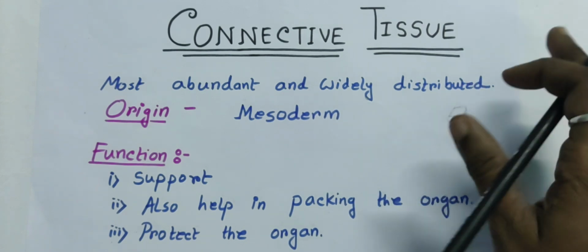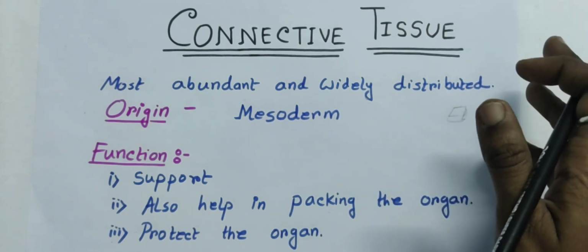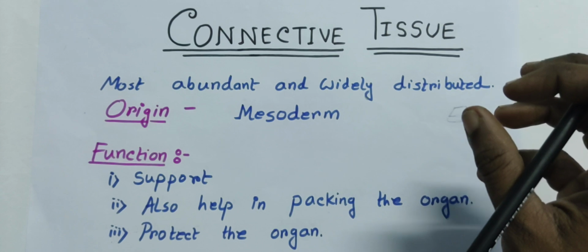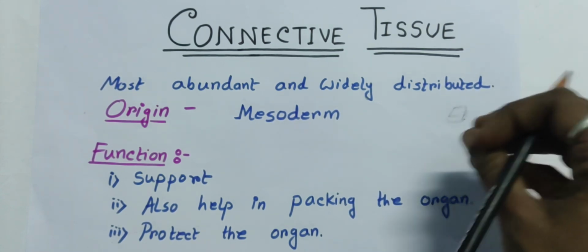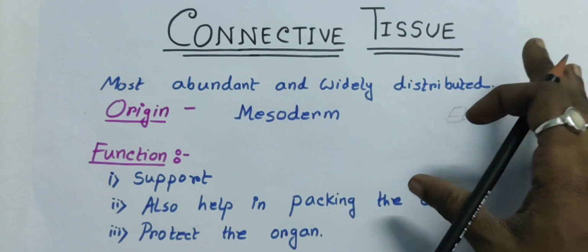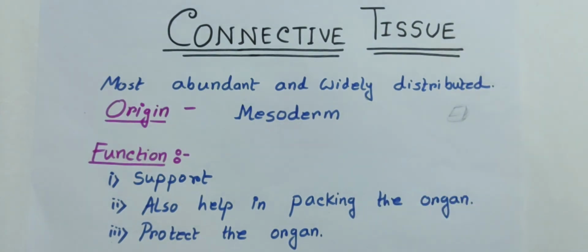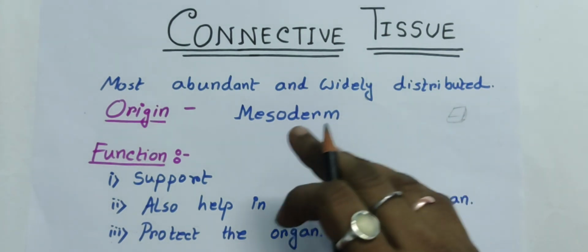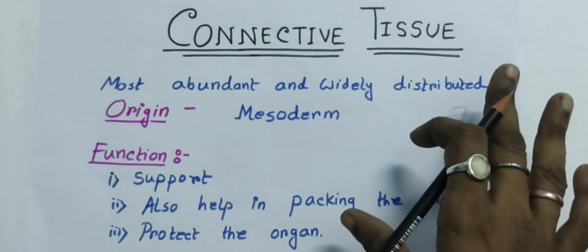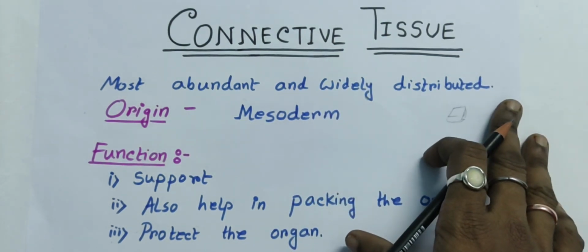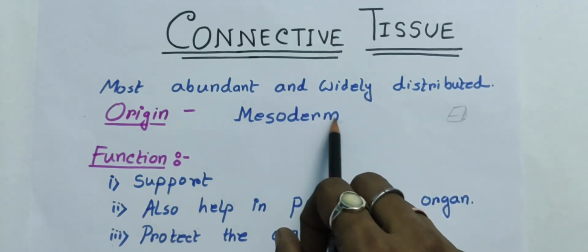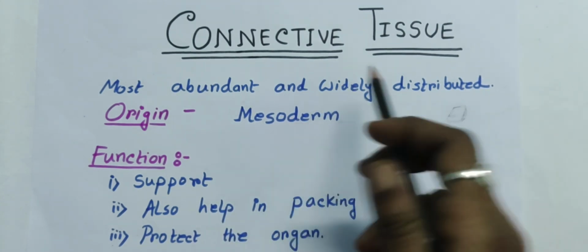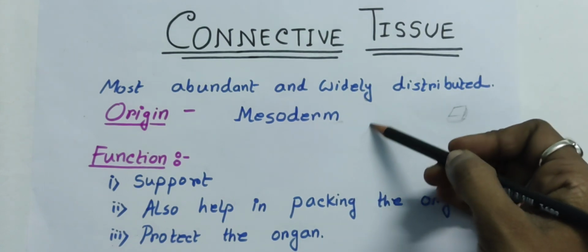We have a lot of cells in our body, but connective tissue is the cementing material that holds all the tissues in their appropriate manner. Connective tissue is the most abundant and widely distributed tissue throughout the body. It originates from the mesoderm. What is mesoderm? Mesoderm is one of the three layers.